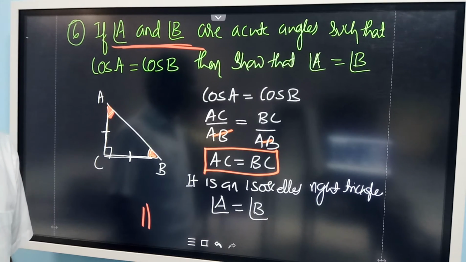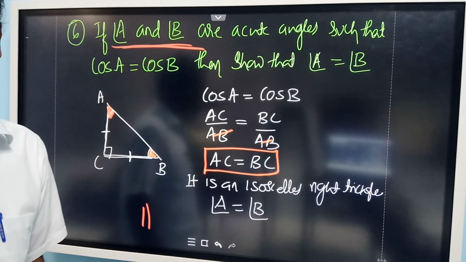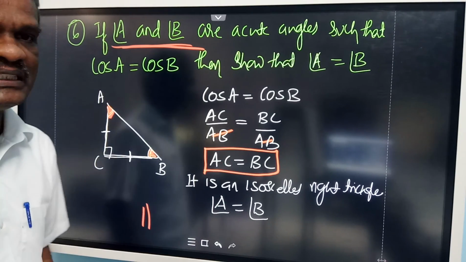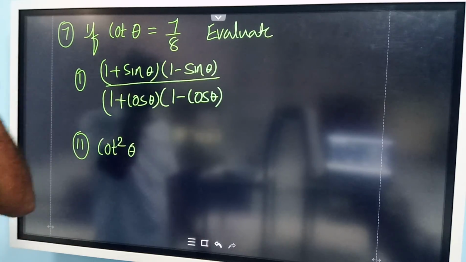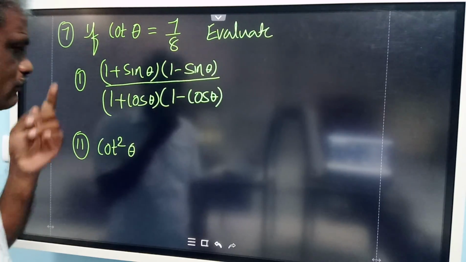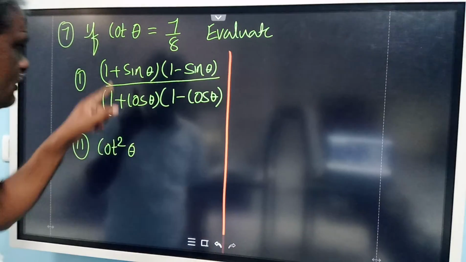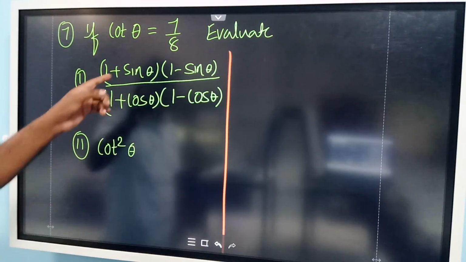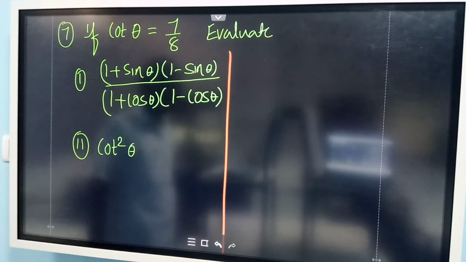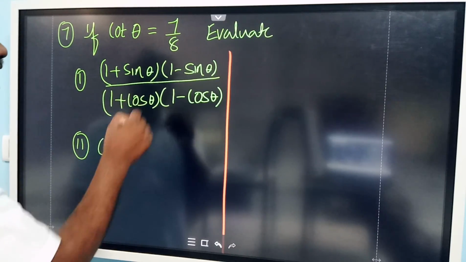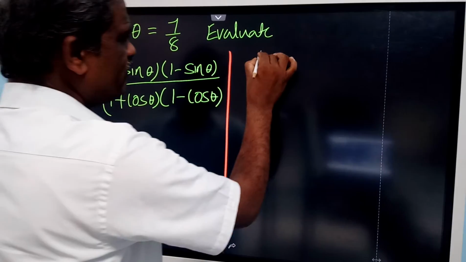Look at example 2 and compare with this one. What is the difference? You find out. In this example 7, cot theta is given as 7 by 8. So these are the two things you have to evaluate. Substitute the values of sin theta and cos theta and find out the values here. Before you find out the values, you can draw one rough diagram here.